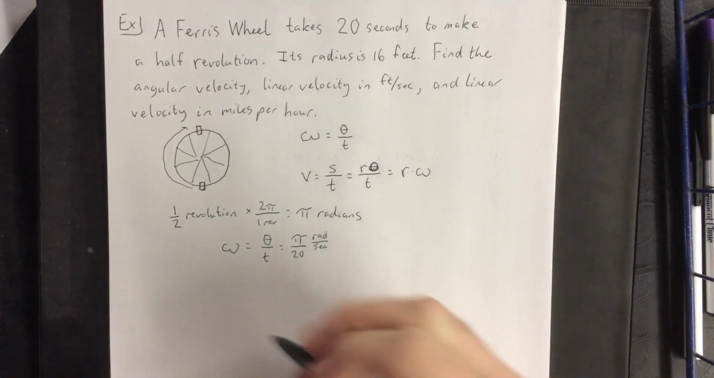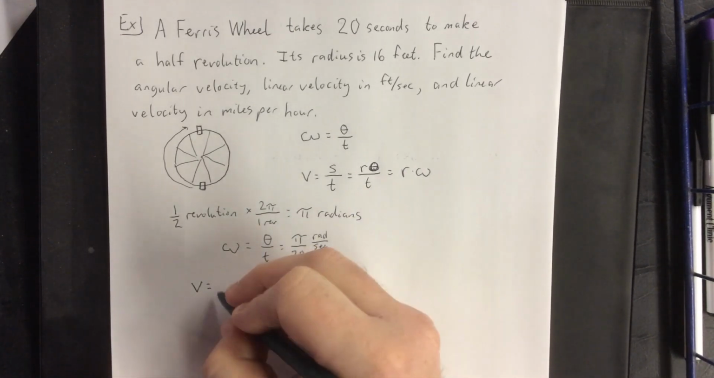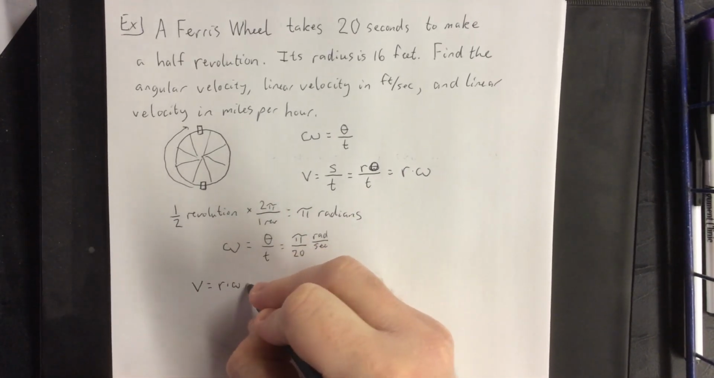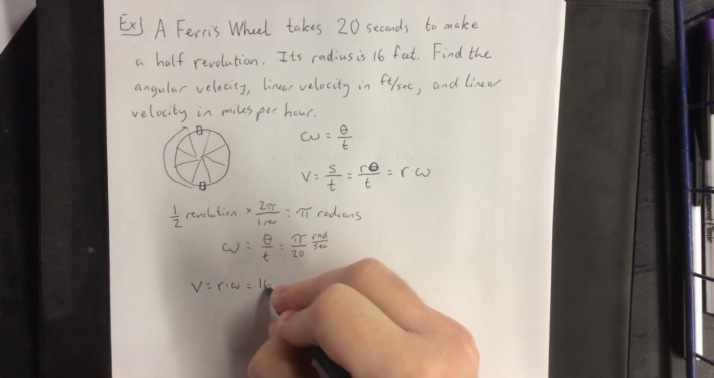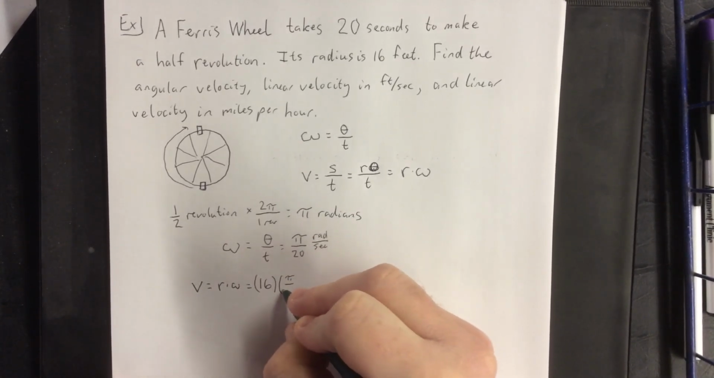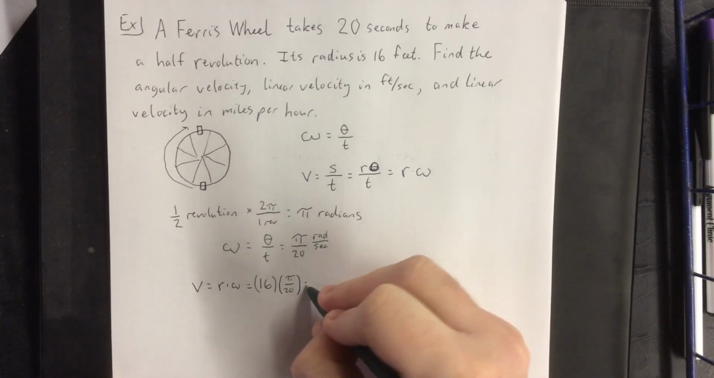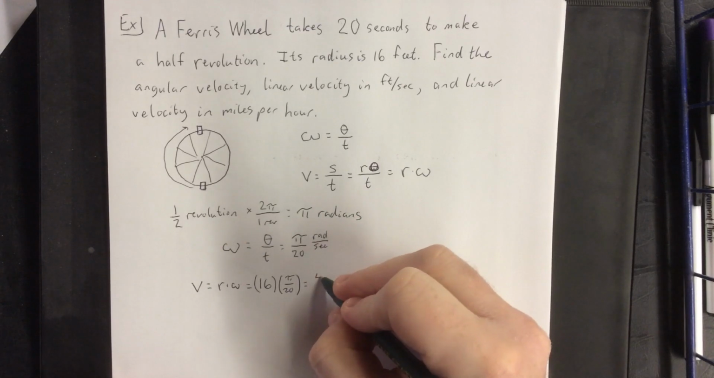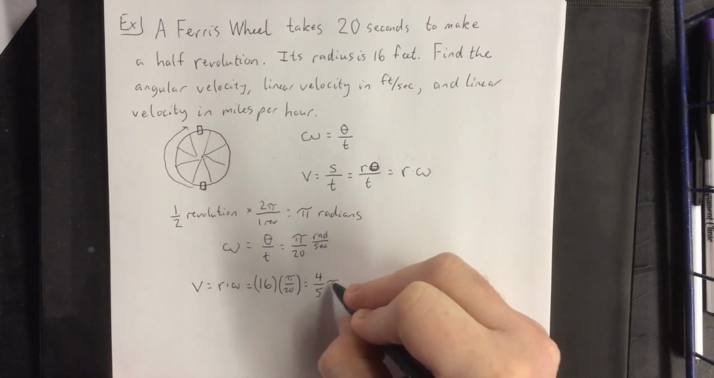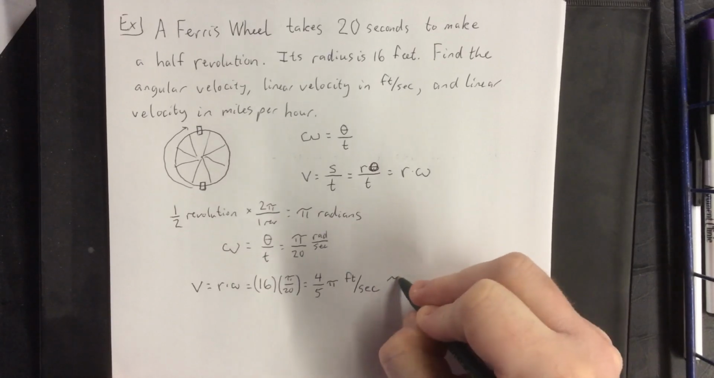Next up, for the linear velocity, I'm going to use the last form here, the r times omega, since we just calculated what omega is equal to. We'll take our 16 feet, we will multiply by our pi over 20. This will be feet times radians per second. We can reduce the 16 over 20 and call this 4/5 pi. The units on this would be feet per second.